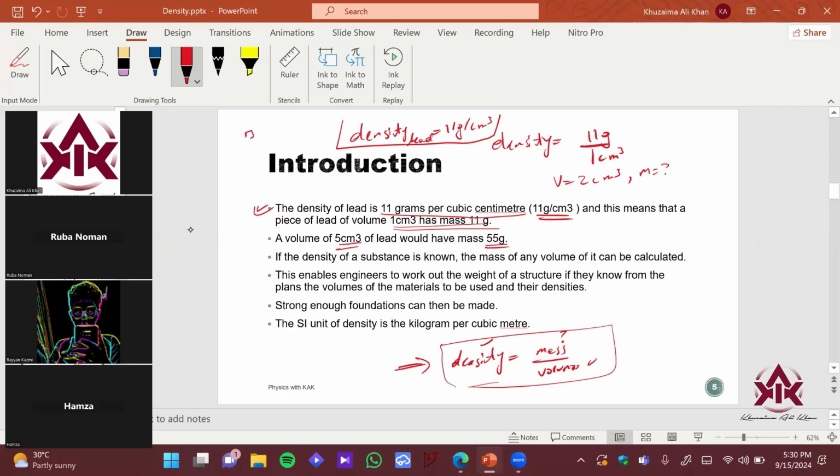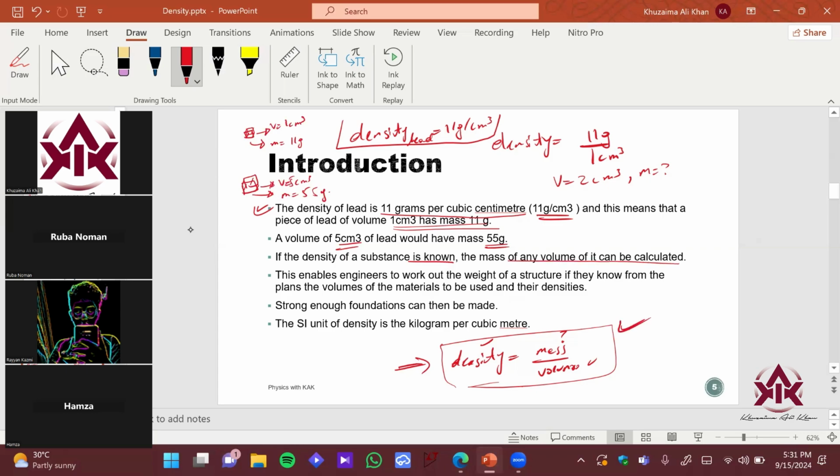Let's imagine this is a lead cube. This is a volume of 1 centimeter cube, right? So it has a mass of 11 grams. If I make the volume 5 centimeter cube, so now it has more metal, more amount of particles inside this. Therefore, the mass is going to increase and it's going to be basically what? 55 grams. Okay, that is what they're trying to relate. So they're trying to relate these quantities. So how do they relate, right? If the density of a substance is known, the mass of any volume can be calculated using this formula.